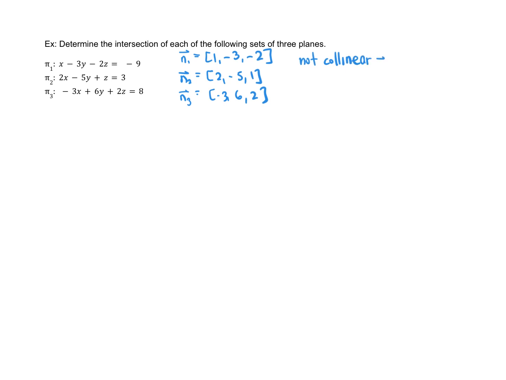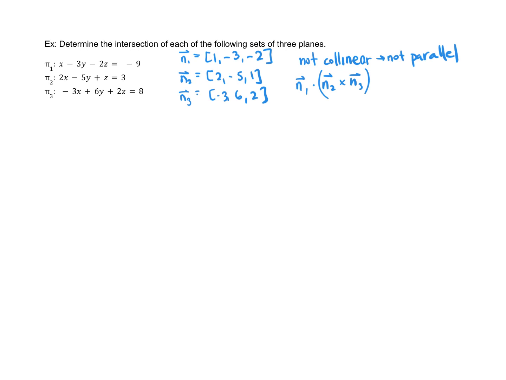Which means they're not parallel. Now I have to check to see if they're coplanar, to see if maybe there's a line of intersection. So as a reminder, we check to see if our planes are coplanar by doing a dot product and a cross product. But of course, in order for this to be meaningful, we need to do a cross product first.